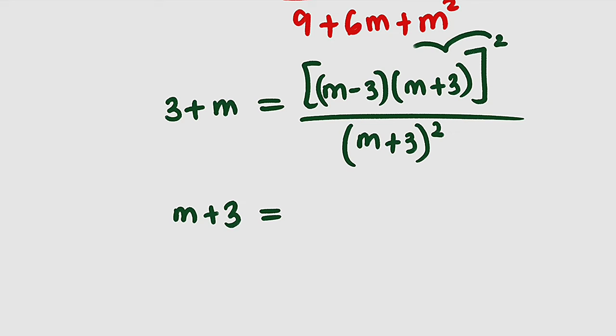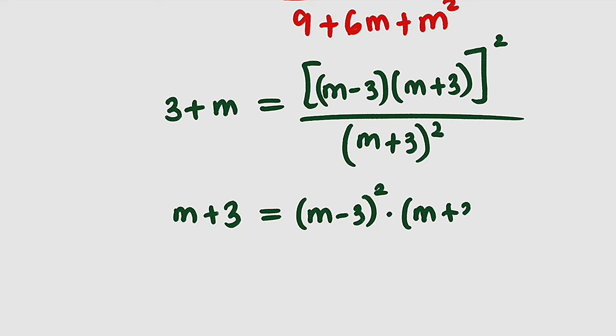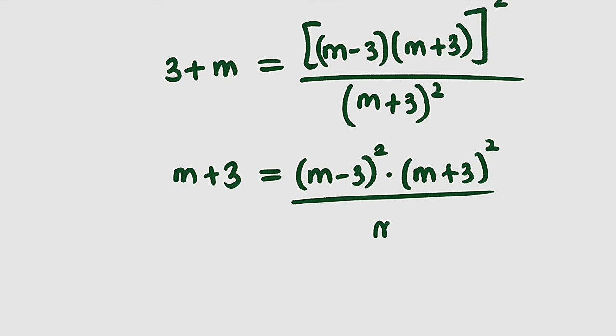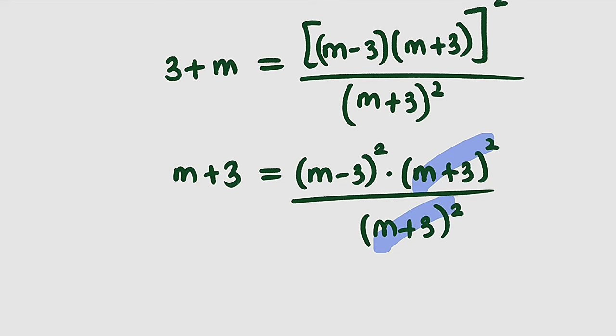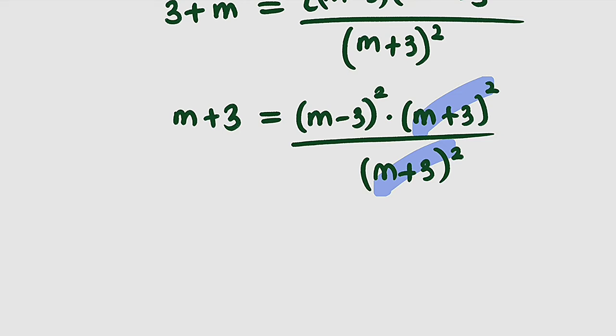Equal to, you can distribute this exponent to these two factors. So we have m minus 3 squared times m plus 3 also squared, divided by what? M plus 3 also squared. Just look at it. This will cancel this. We only have m plus 3 equal to m minus 3 whole squared.